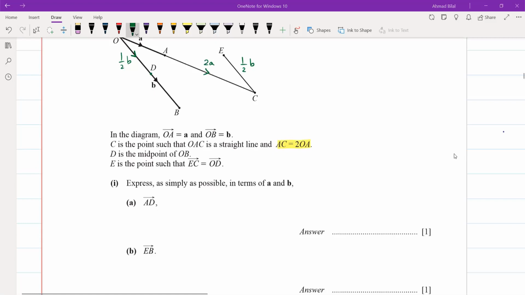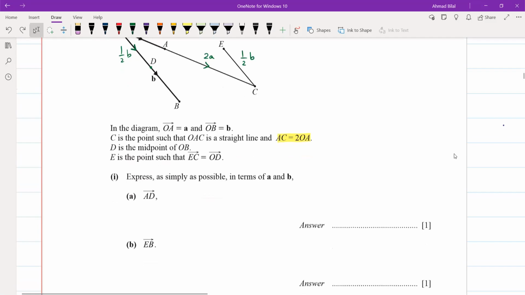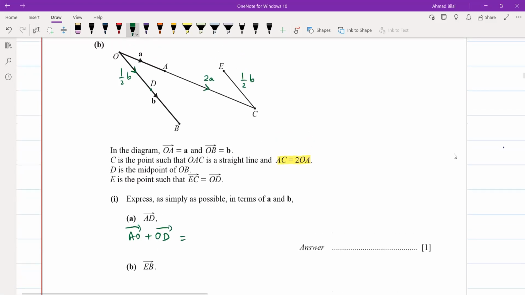You're asked about the vector AD. A से D पे जाना है. We start at A and end at D. क्या कर सकते हैं? We go from A to O, and then we go from O to D. हम D पे पहुंच जाएंगे. We can go from A to O, AO, and then we can go from O to D, right? AO क्या है? We know that OA is A. इसका opposite क्या आएगा? It will be minus A. Plus OD, we know that is half B.